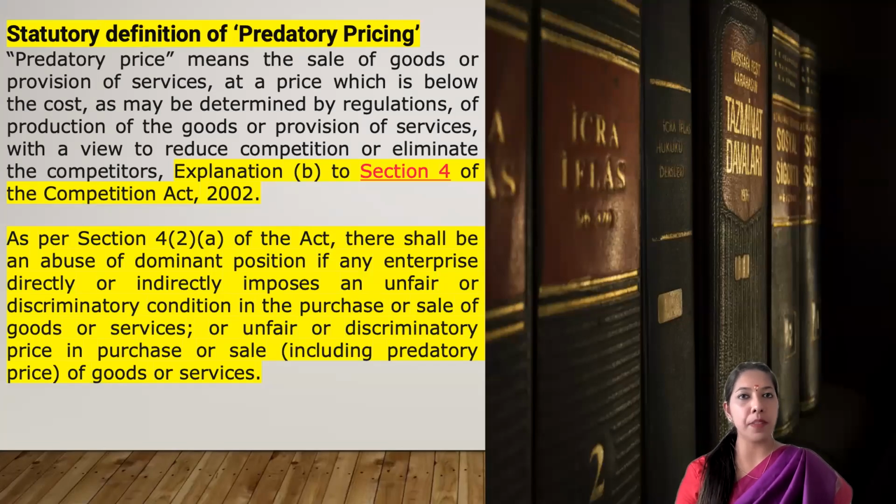The pure meaning of predatory pricing is the sale of goods or services at a price which is lower than the original cost, which is already determined by the regulations or the Act. So if a seller is selling a good or providing a service at a price lower than the real original cost, that is predatory pricing. This is mainly done in order to reduce the competition in the market.